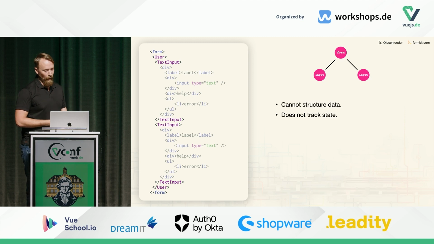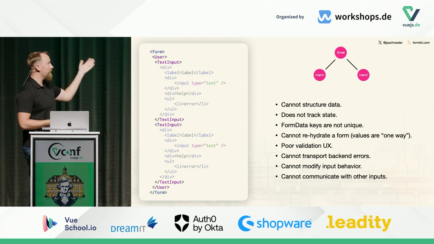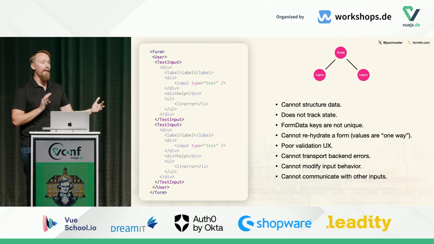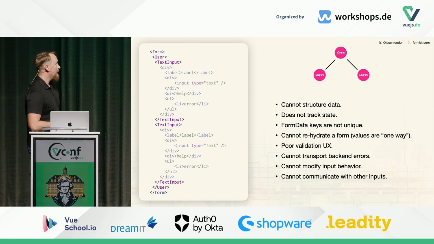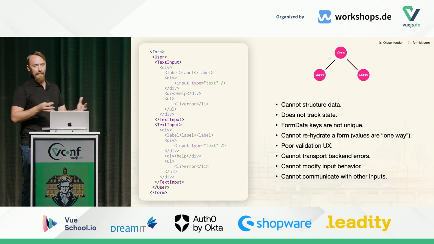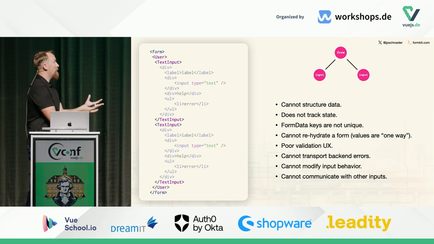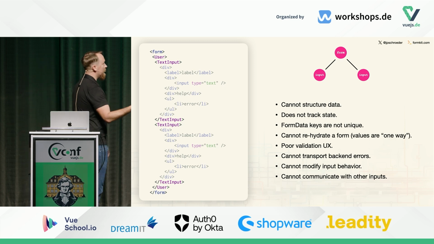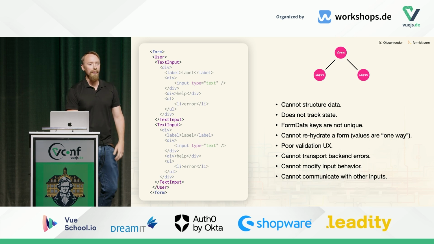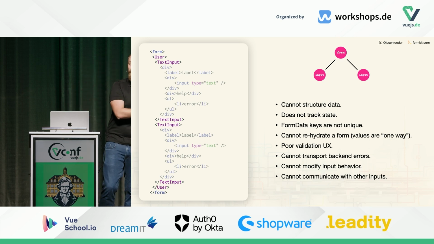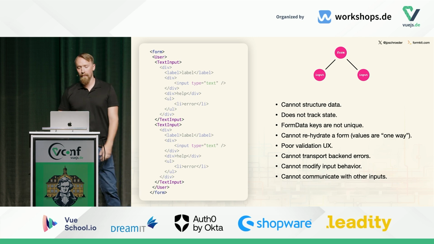So, what are some of the problems? Well, like we said, you can't structure the data. It doesn't do any state tracking for you whatsoever. It sort of knows the values if you check them, but it doesn't do any state tracking. The form data keys themselves are not unique. You can have two names inside of a form, and it's supposed to just somehow rectify itself. That's up to you. That's why there's no standard body parser. You can't do things like rehydrate the form. You can't give the form the initial values and have those go into your form.